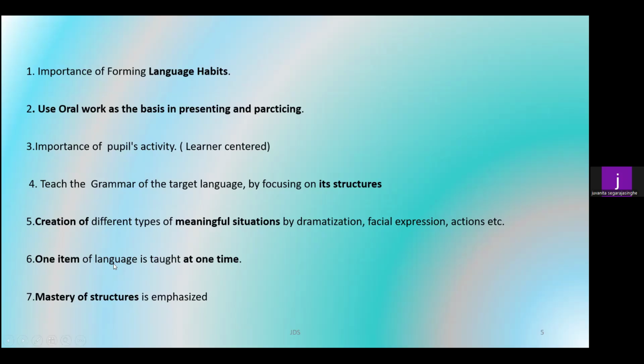One item of language is taught at one time. That is another important principle. Not to make things complex, but just stick to one at a time. You introduce the simplest structure first and then gradually increase the level of the structures. Mastery of structures is emphasized. That means they should be able to use it in their real life situation. Whatever structure is practiced in the classroom, the learner must be able to use it in real life.